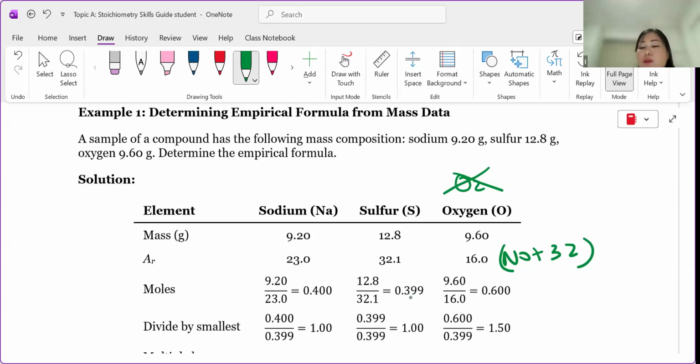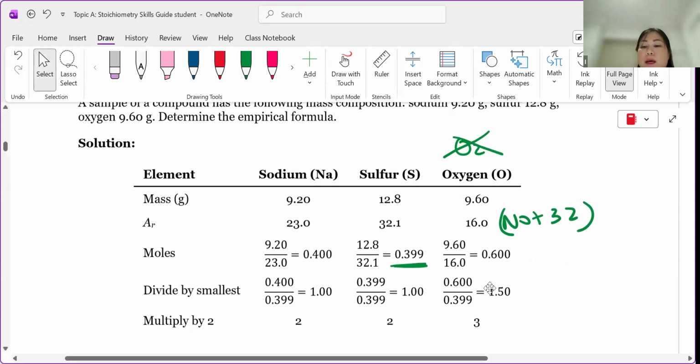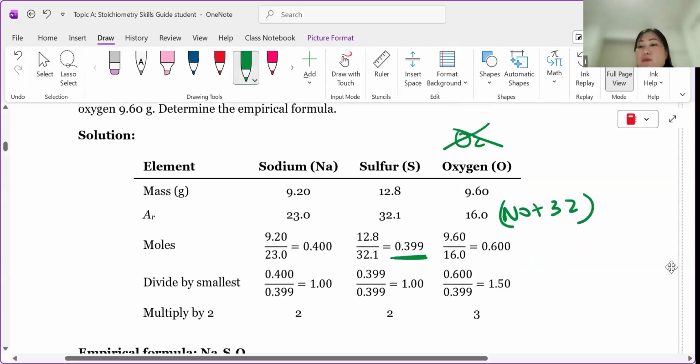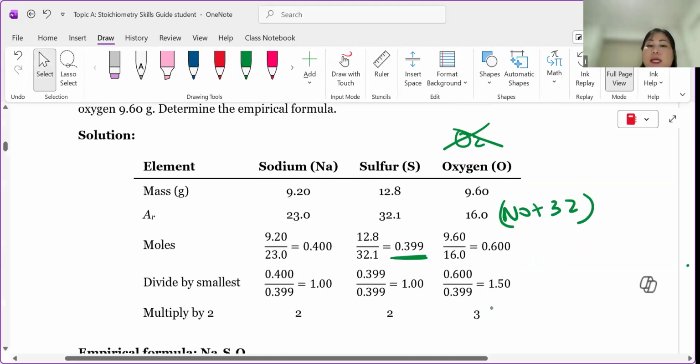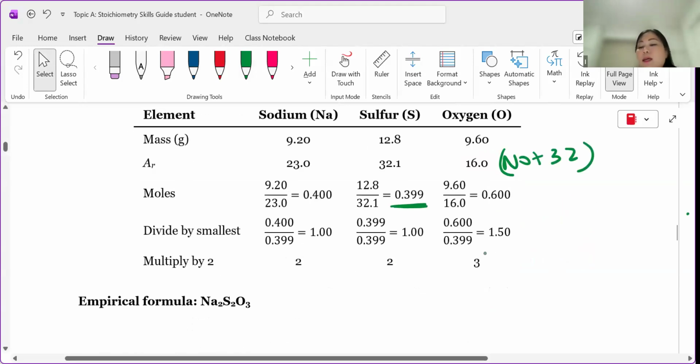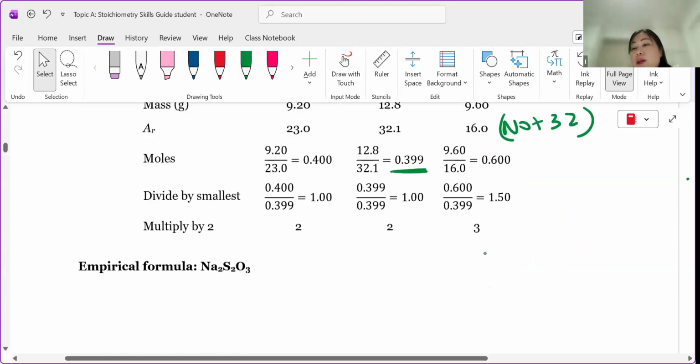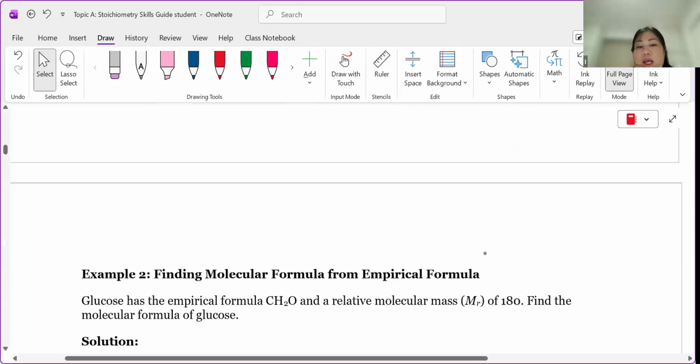And you find moles. So after you got the moles, you divide by the smallest number. So the smallest number is about 0.399. So if you divide throughout, you get something like this. Remember, if it's very close, we can round off. But if it's 1 1/2, we cannot round half up to become 2. So we understand that this is 1 1/2. So we will multiply by a factor of 2 to remove the denominator. So we get 2, 2, 3. So we know the formula is Na2S2O3. Okay, that's how we get the empirical formula. And the molecular formula is how many sets of this basic formula.